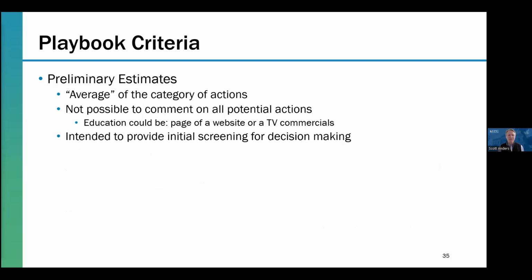Next slide. And we just want to emphasize that these are preliminary estimates. They're kind of average, if you will, of a category of actions. Given the list of 580 plus actions that will comprise the playbook, and I think that number is going to do nothing but go up, as we're getting great suggestions even from this workshop, it's really not possible to comment on all the potential actions in a particular category. So just as an example, if we wanted to increase education about decarbonizing buildings, we could create a page on a website, or we could create a regional campaign with television commercials. And those are very different scales.